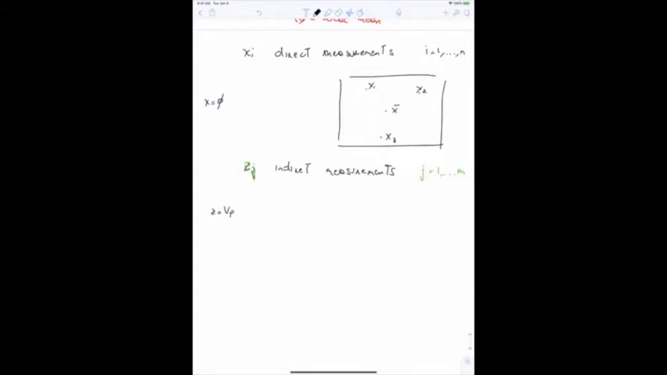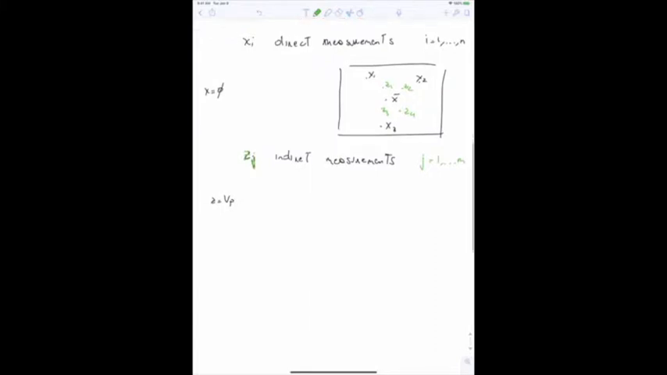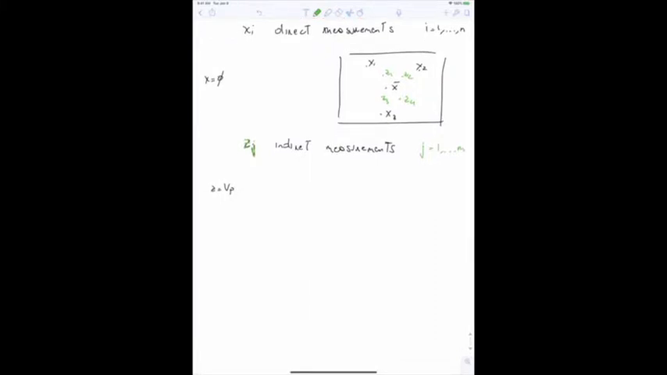But the method can be applied anyhow. So let's say that, for example, here we have some measurements of velocity, Z1, Z2, Z3, and Z4. Now, this is a typical case for geosciences. For example, in reservoir characterization or in general in subsurface characterization or modeling.